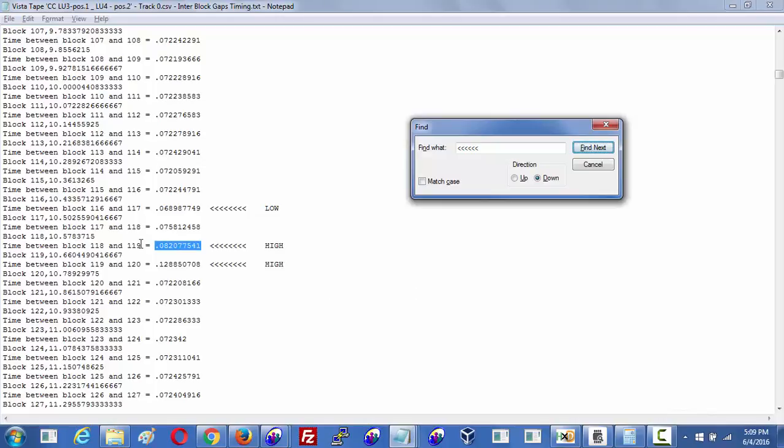I really want to understand what's going on here, so I'm actually going to go through all these anomalies just to make sure that they're all the same. So I want to look between block 118 and 119 to see why this is high. Now I know that block 119 is an error, but let's see why this is high instead of low if it's the same kind of error. So let's go there now.